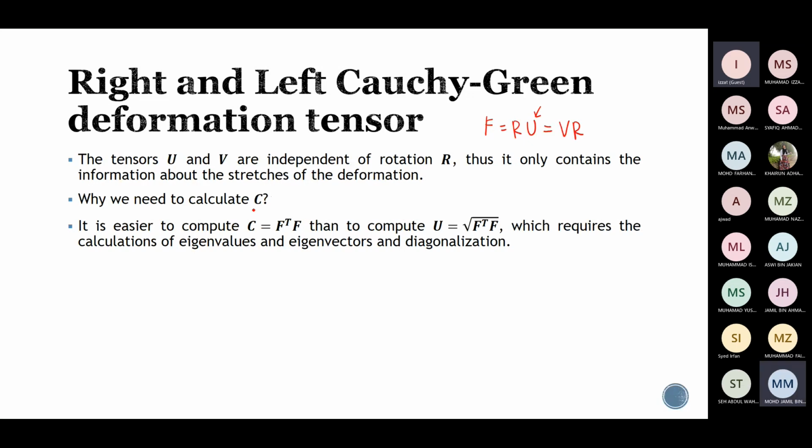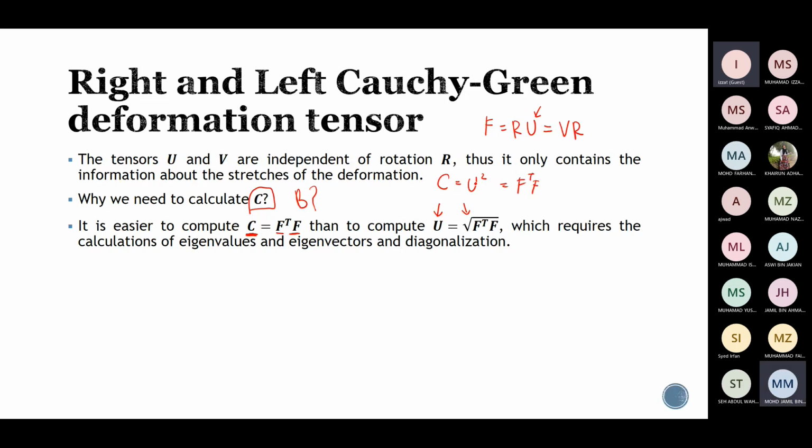So why do we need to calculate C? Kenapa nak kira C dan kenapa nak kira B? So it's actually easier for software like the finite element method to calculate C, because for C you just calculate F transpose times F. But if you want to calculate U, you kena ada square root kat sini. Sebab tadi kita tahu C equals U squared, okay, and then equals F transpose F.